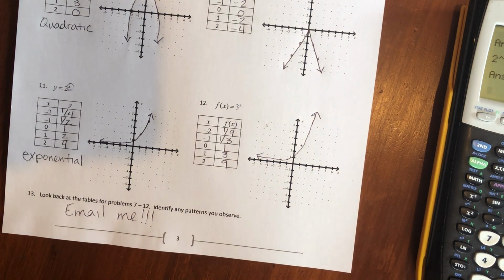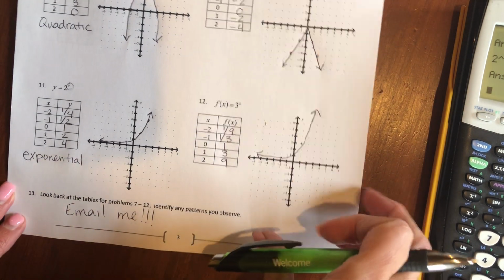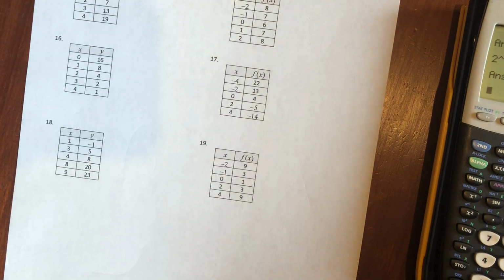What patterns do you see? Let me know. All right. Okay, I also challenge you to do page 4, so let's go over that.